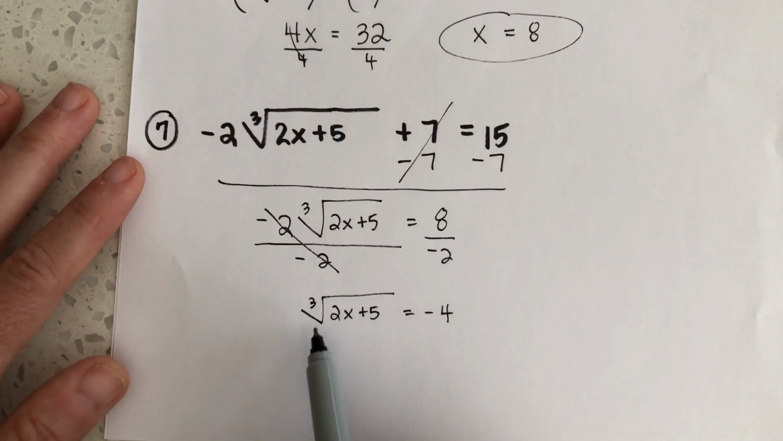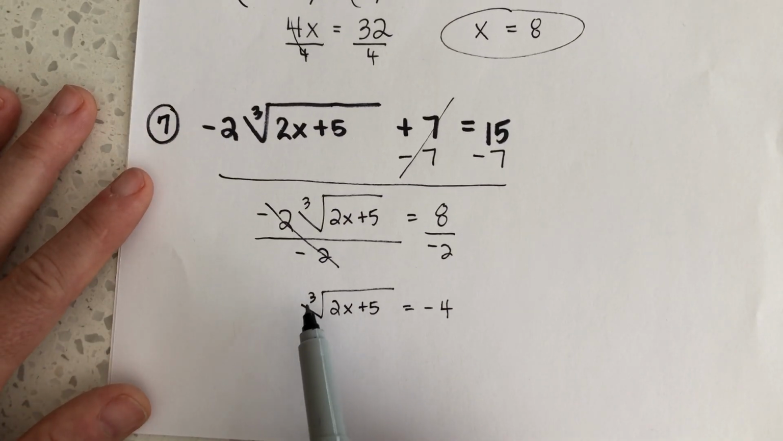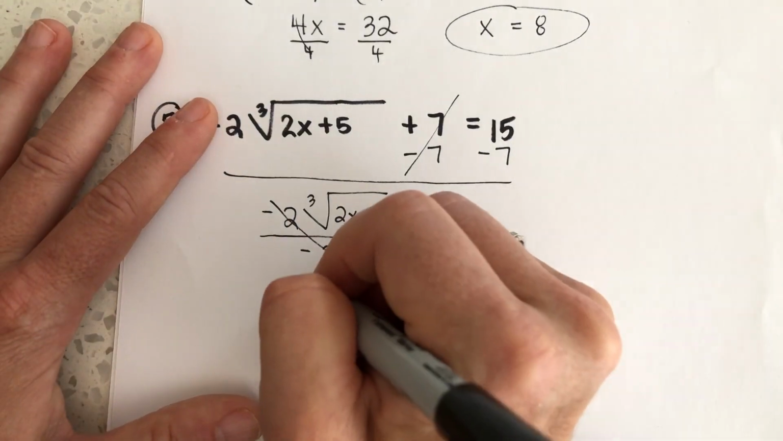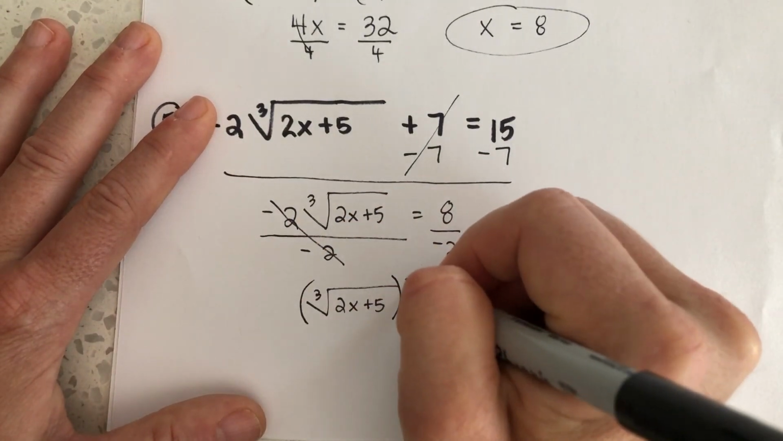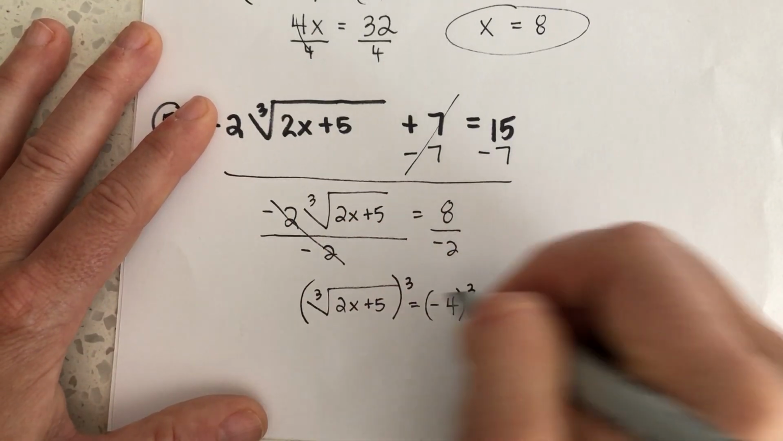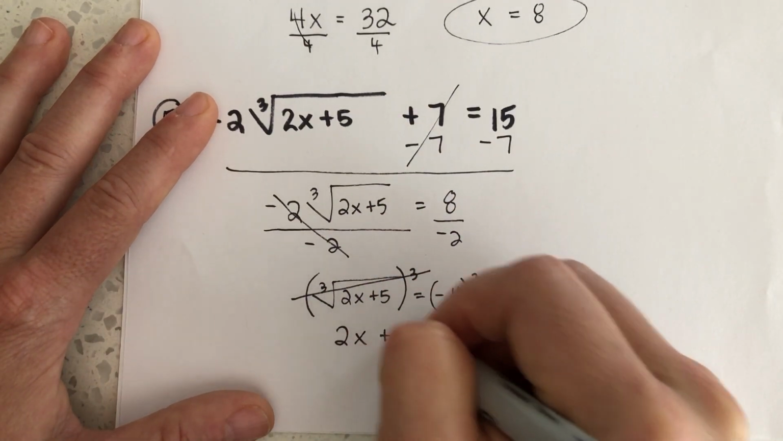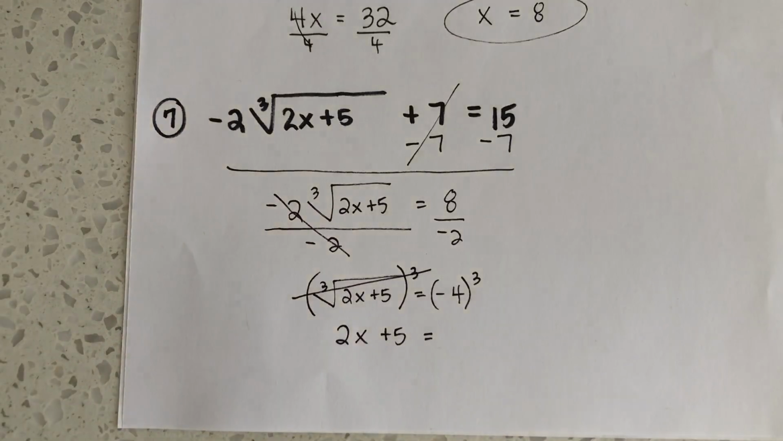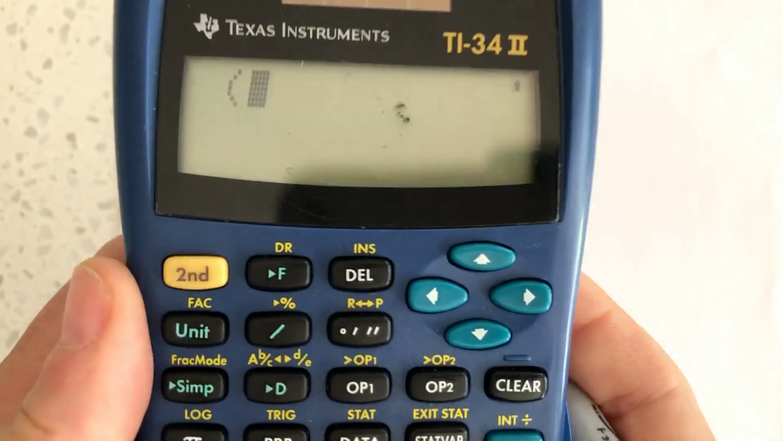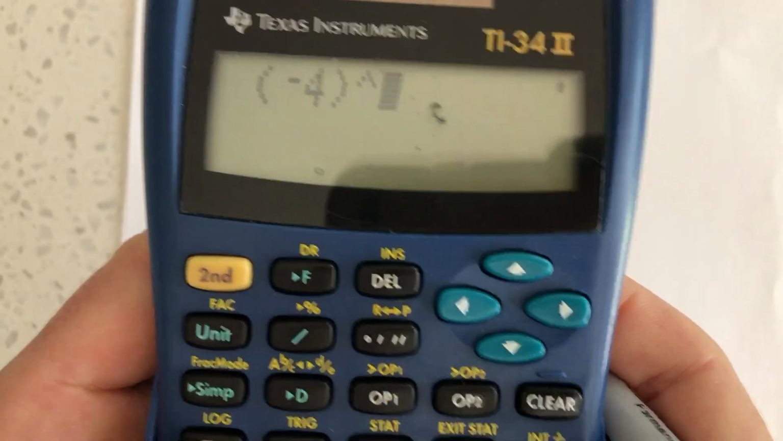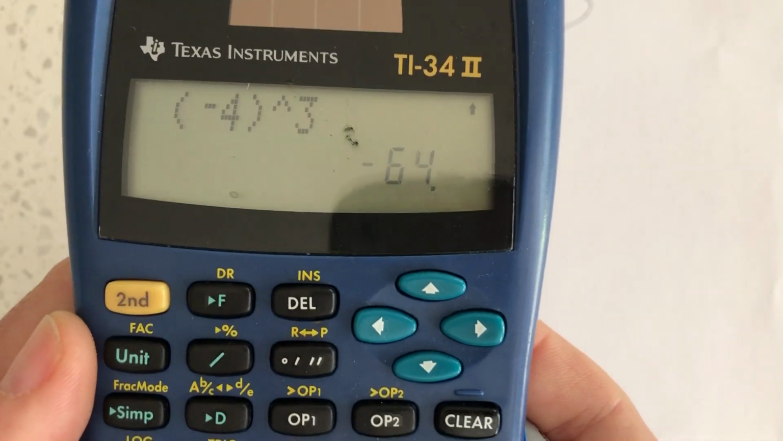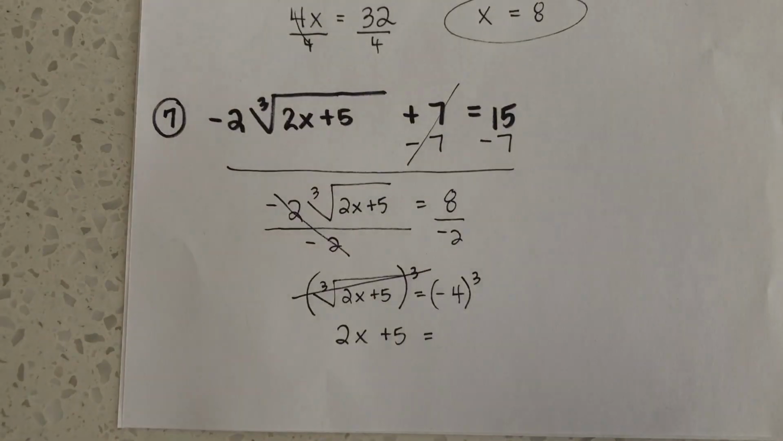Okay, so what power am I going to need to get rid of this third root radical? I'm going to need a power of 3. So raise both sides to a power of 3. All right, so now I'm left with 2x plus 5 equals, what's negative 4 to the third power? If you don't know, put -4 in parentheses, raise it to a power of 3, hit enter, and it's -64.